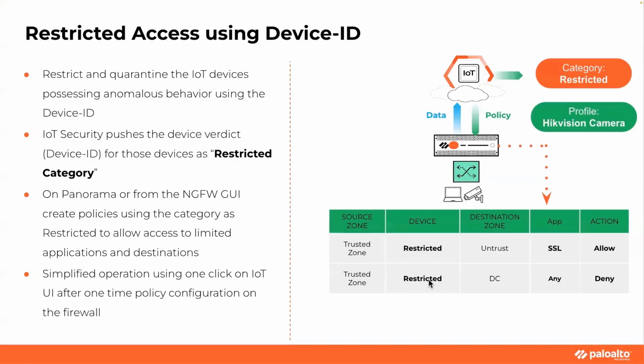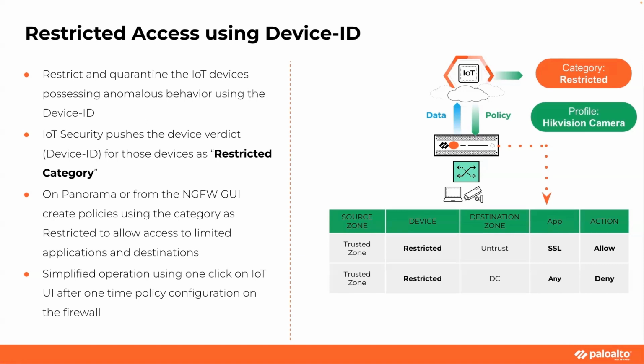Today I'll be talking about how you can restrict access of your devices using the device ID on IoT security. We might have IoT devices which have an elevated risk score and we want to either restrict the device traffic or quarantine that specific device. On your Panorama or the firewall, you can create a policy using the restricted device category, and you can give very limited access to some applications or destinations.